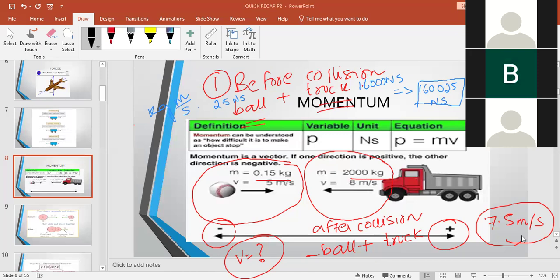Wait. Truck's momentum. Okay, I am restarting the class.